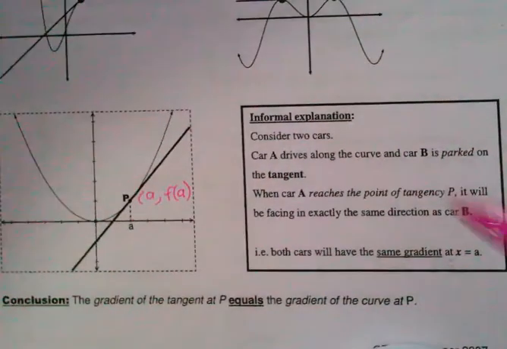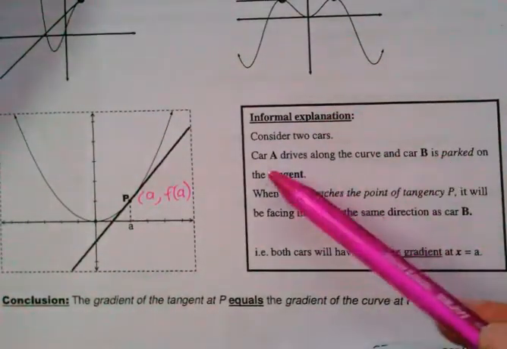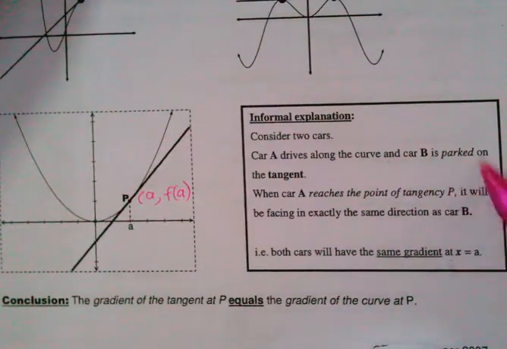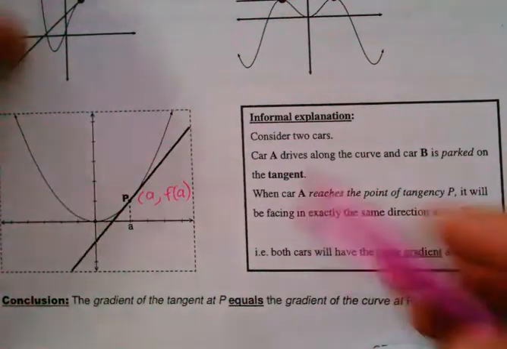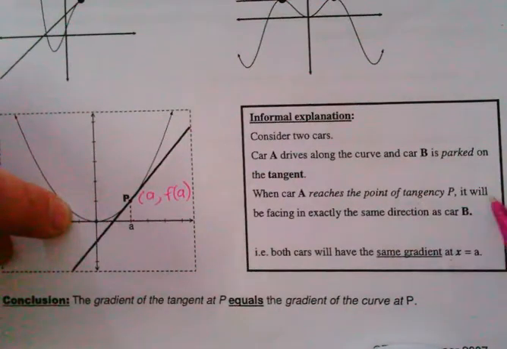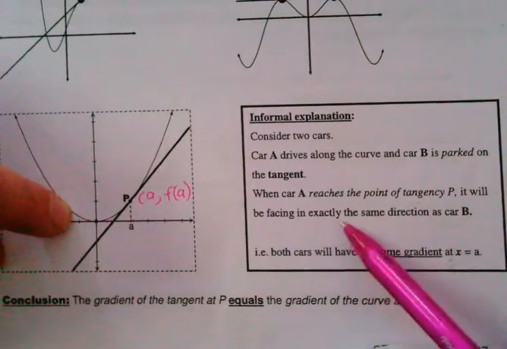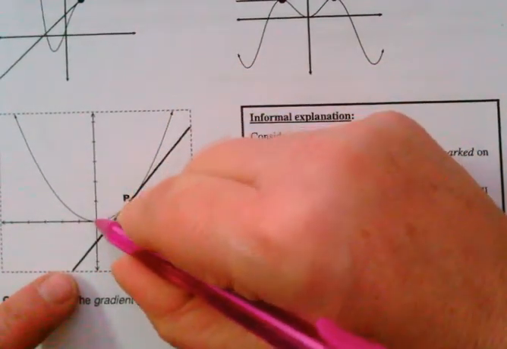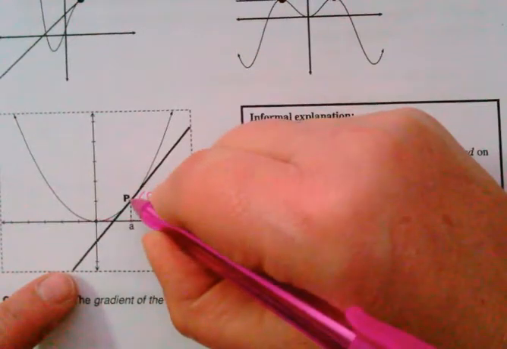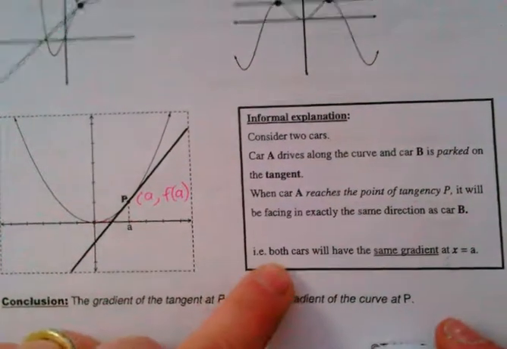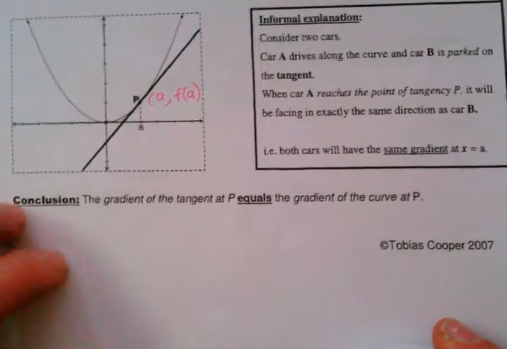So it says, consider two cars. Car A drives along the curve, and car B is parked on the tangent. When car A reaches the point of tangency, it will be facing exactly the same direction as car B. So let's say car B is here and car A is here, and it drives along to reach car B. When it reaches car B, they're facing the same direction on that curve, if that's a road or something. Therefore, both cars will have the same gradient at x equals a.